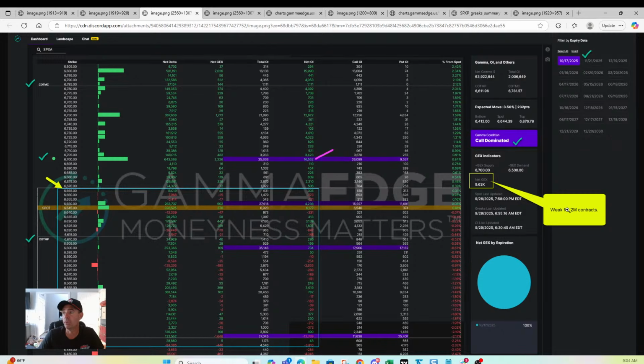NetGex is kind of weak, 2 million contracts, so we're at a teeter-totter point within the overall structure. We could move to the upside, or we could have a move to the downside. We are call dominated above and below spot price.